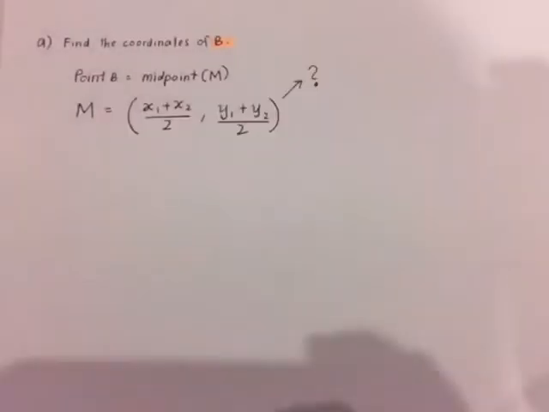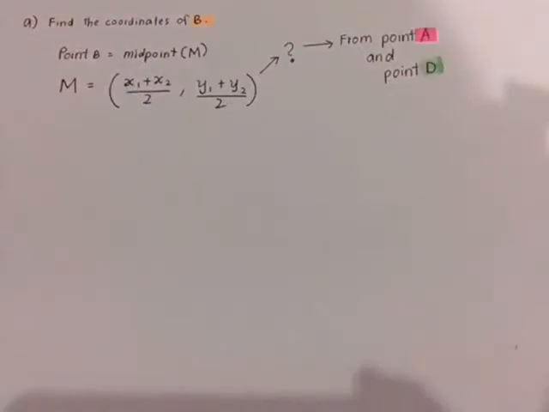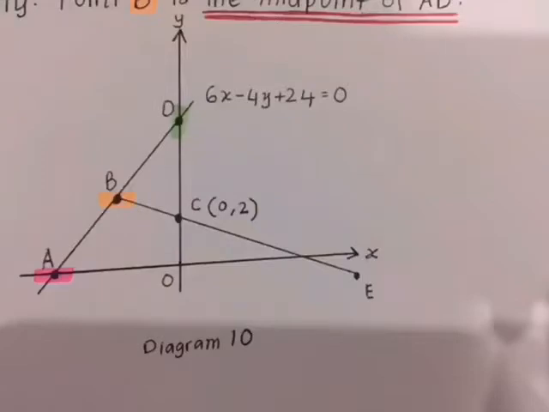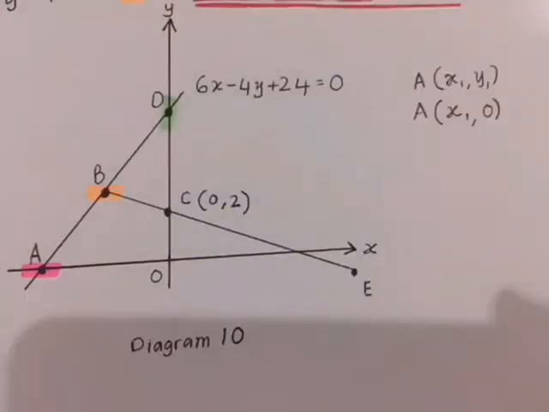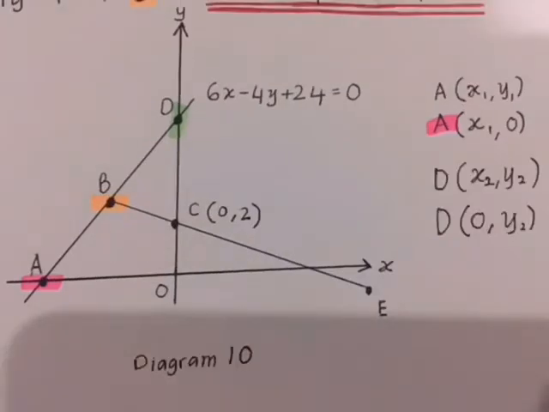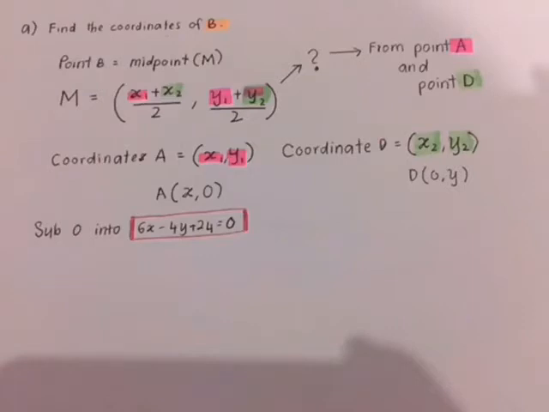Where do the x and y come from? They come from point A and point D, so we must find the coordinates of A and D. To find the coordinates of A, look at the diagram. A is x1 and y1. From the diagram, x1 is unknown while y1 is 0. Coordinates of D are x2 and y2. From the diagram, x2 is 0 while y2 is unknown. So to find the coordinates of A, we must know the x.